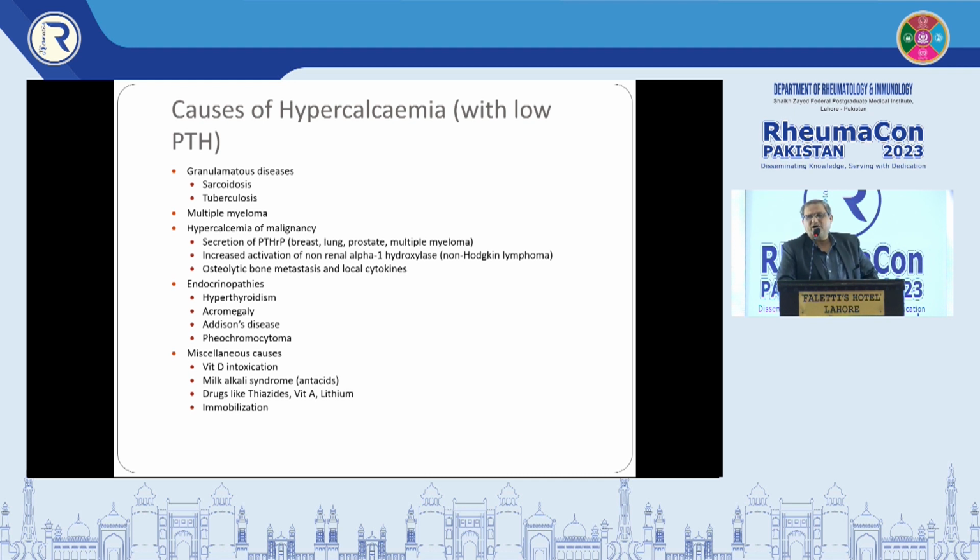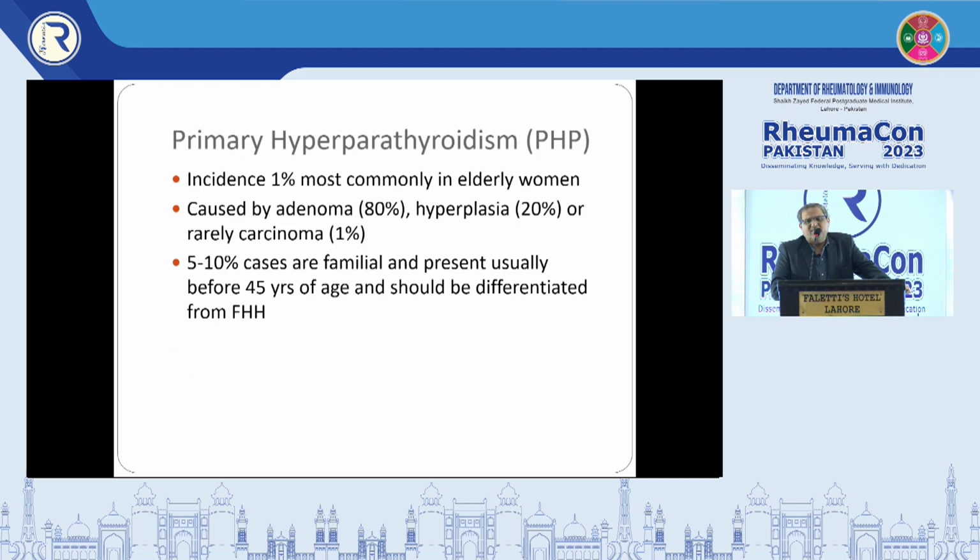There are a few endocrinopathies which are associated with hypercalcemia apart from primary hyperparathyroidism. These include hyperthyroidism, acromegaly, pheochromocytoma, and Addison disease. And there are some miscellaneous causes, for example vitamin D intoxication, milk alkali syndrome, drugs, for example thiazide diuretics, vitamin A intoxication, lithium, and prolonged immobilization can also result in hypercalcemia.